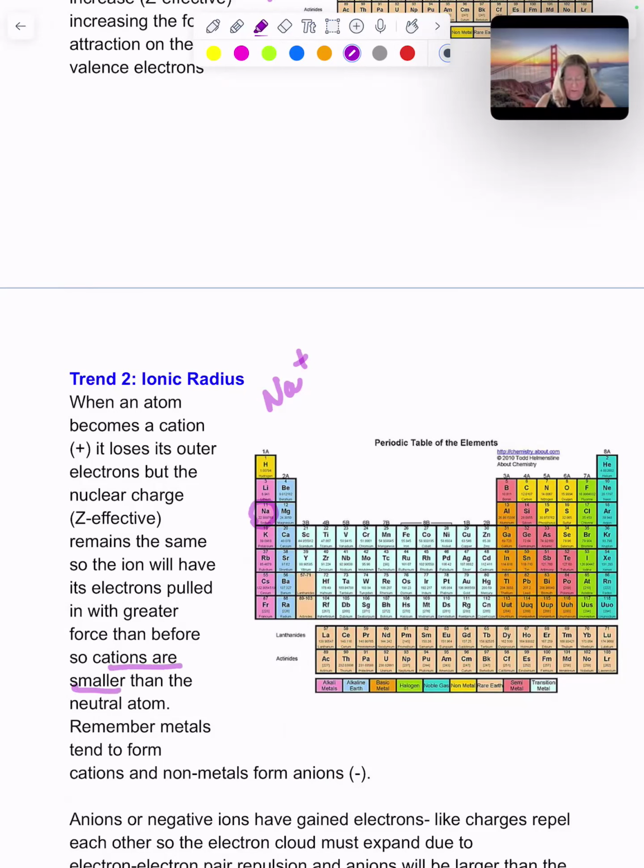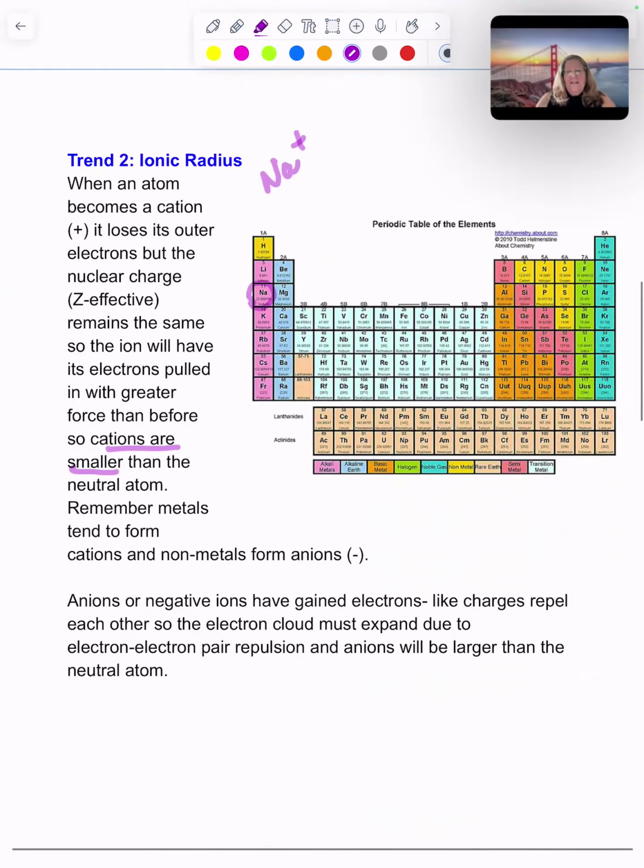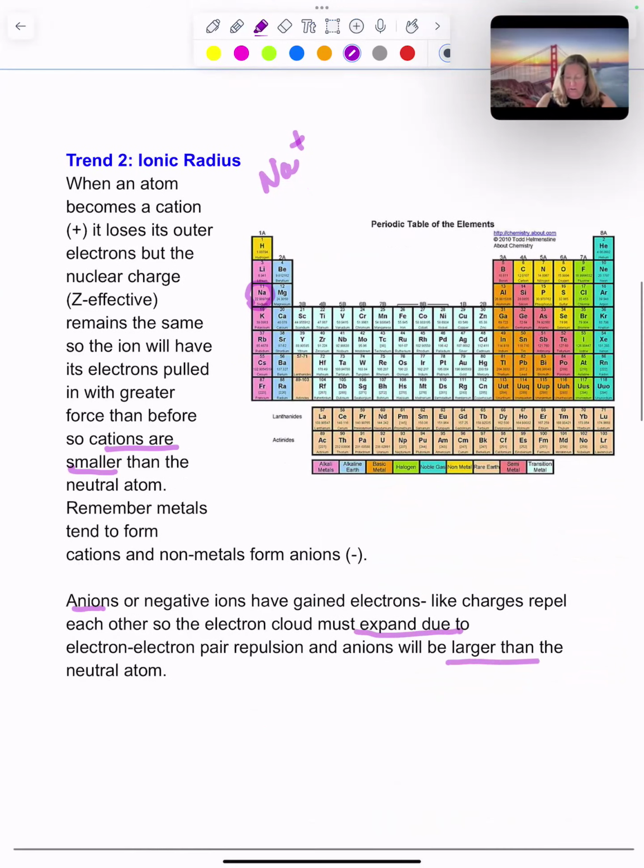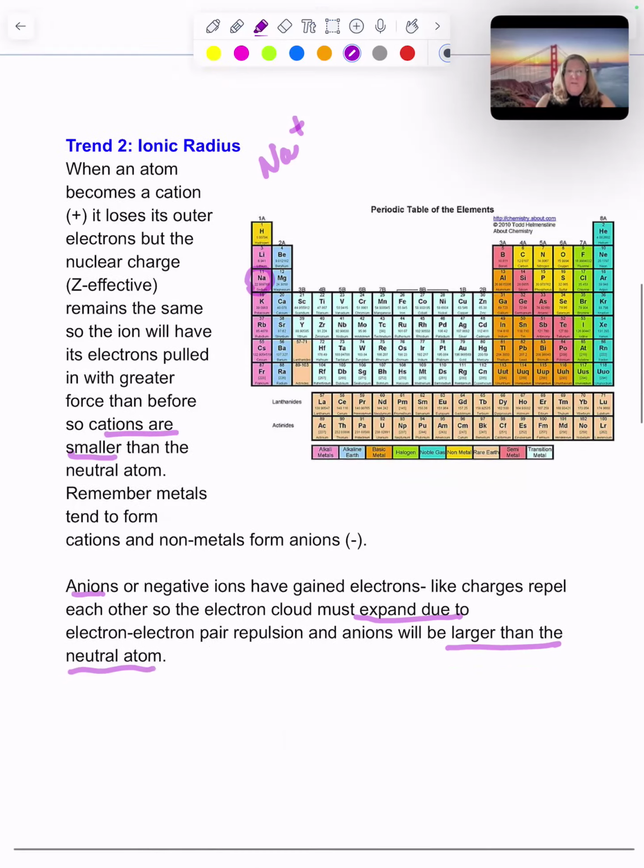Now, when you get over here to an anion, anions have gained an electron. Remember, like charges repel? So that electron cloud's got to expand to take that in because of electron-electron repulsion. So anions get larger because you've added an electron. It's made that cloud increase in size. So anions expand, so they're larger than the neutral atom. There, first two trends, and probably the most important.